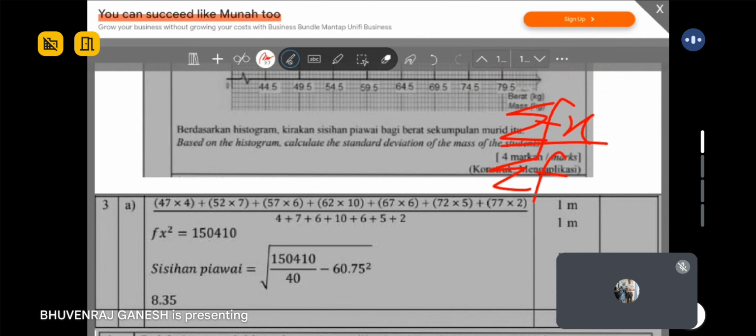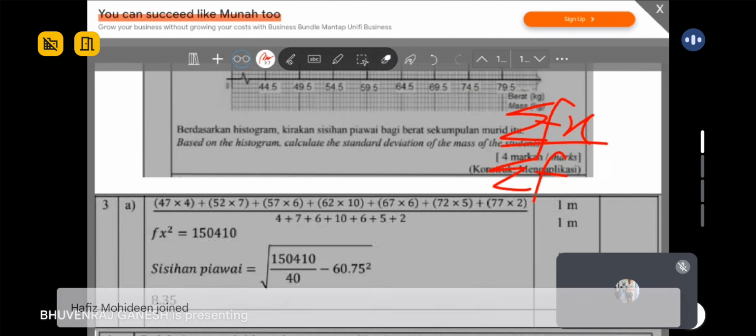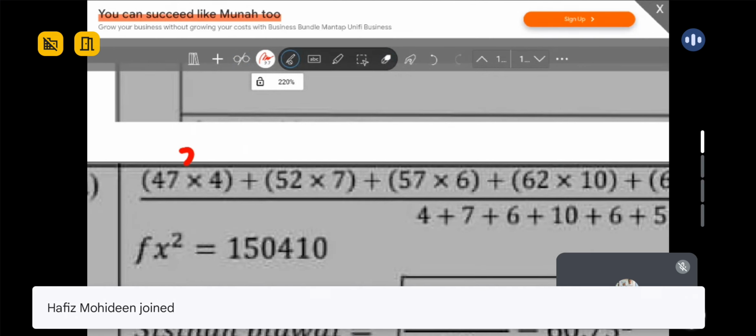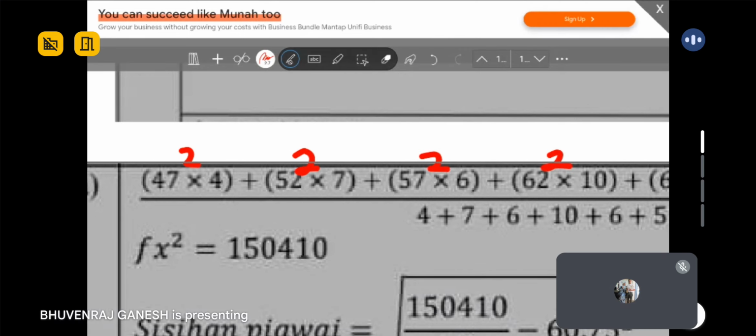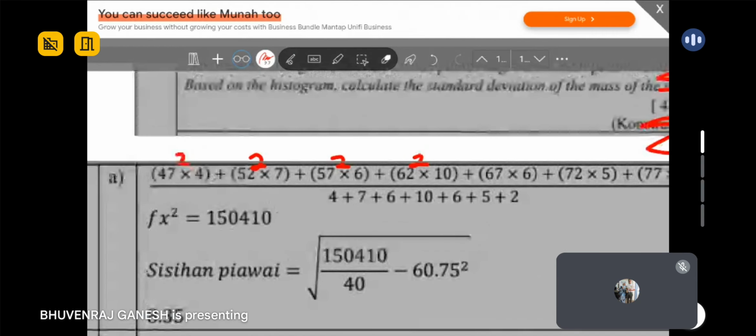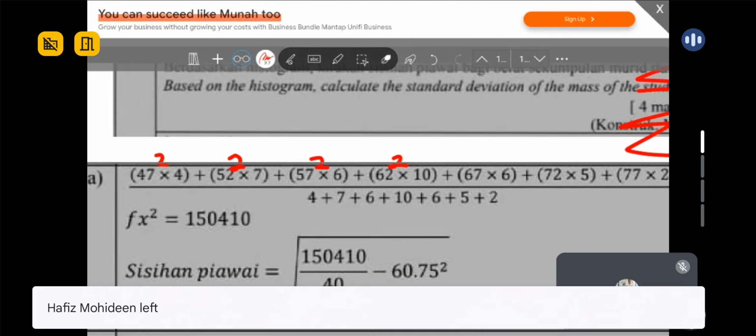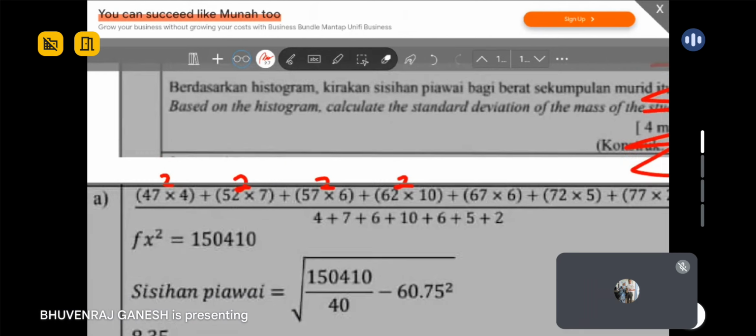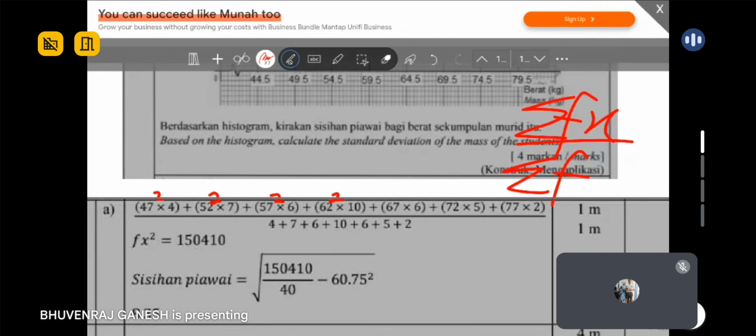Second step, find the sum of fx square. Okay, cari yang ni, this one. So guys, remember to square the midpoint. Kamu kena kuasa 2 titik tengah sahaja. So example, you must take 47 square, 52 square, 57 square, 62 square, something like this. And then kamu guna rumus untuk sisihan piawai. You use your formula, then you will get the answer. Okay, guys? 1 or 2? Are you all clear for this question?